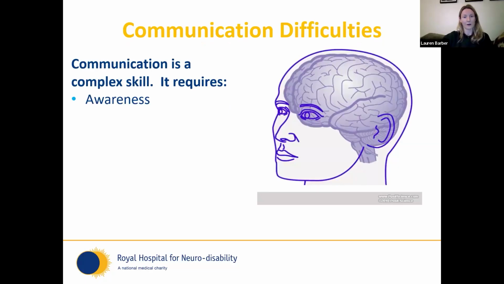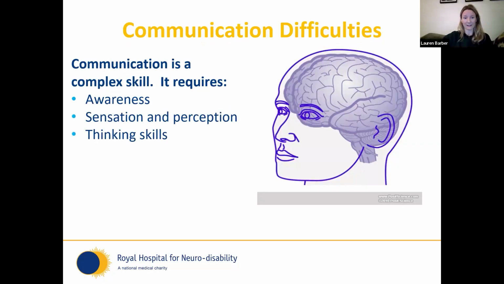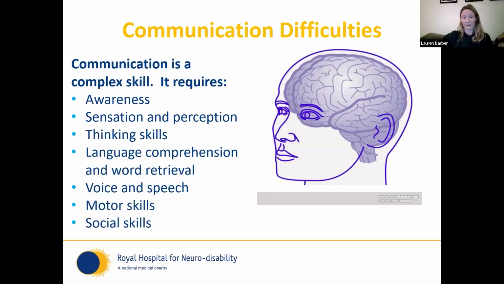Okay, so communication is a complex skill. It's something that we do every day without really thinking. But if you have a brain injury, then that becomes a lot harder. And if you have difficulty with any of these things that we'll just run through, what seems like an everyday skill can become a lot harder.